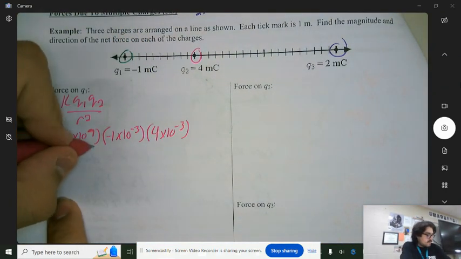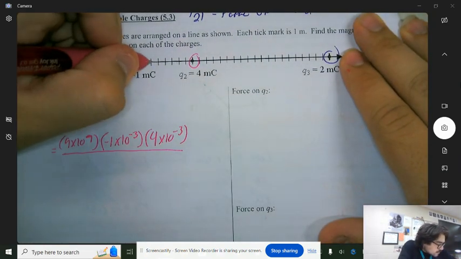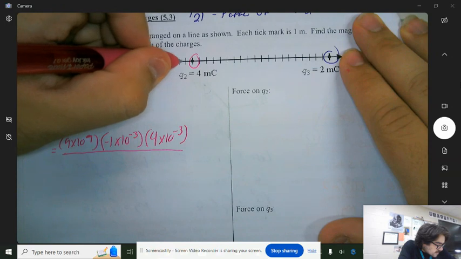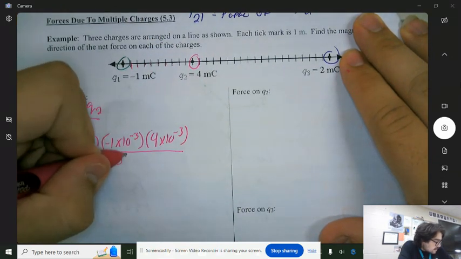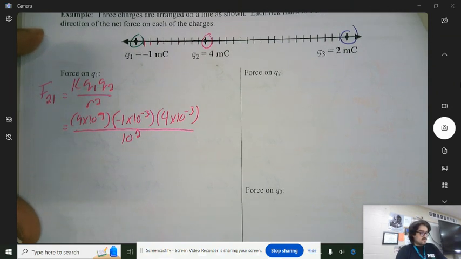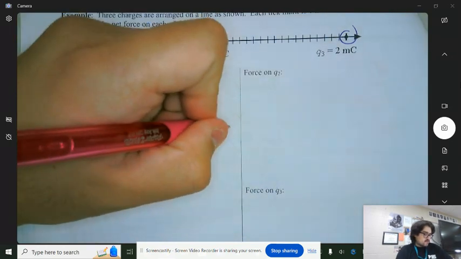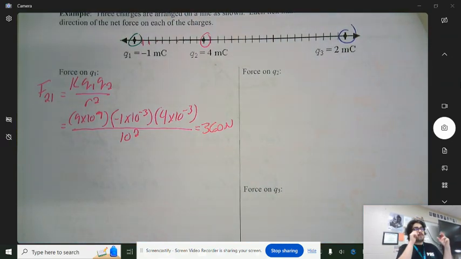And then the distance between them, we count each tick mark: 1, 2, 3, 4, 5, 6, 7, 8, 9, 10. It's 10 meters, so we would do 10 meters squared. You would put that into your calculator, and you would end up getting a net force of 360 newtons. Or sorry, 2 would apply a force of 360 newtons to 1.